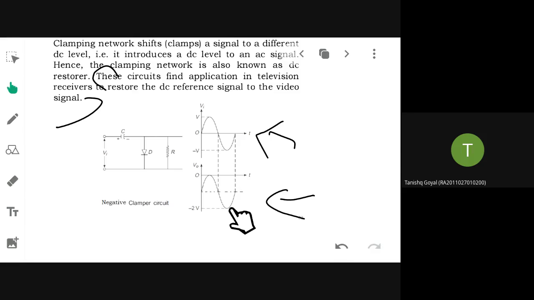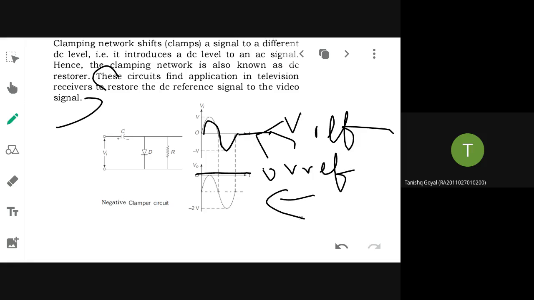If you refer to the input and output waveform, what happens here? Here this input is like this. Here you have V reference, and this is your 0 V reference. What happens to the waveform? Above the V reference you have the positive half cycle, here you have the negative half cycle. Is the entire waveform shifted in the output side? Shifted. Every point is reduced by 2 volt. Every point is reduced, so this is actually a peak clamper.